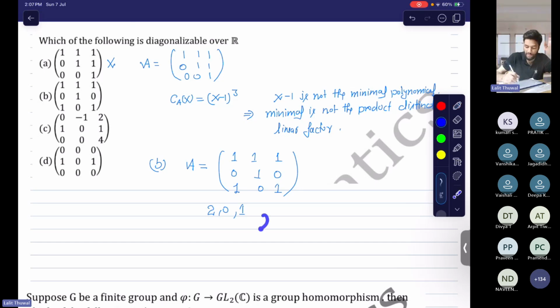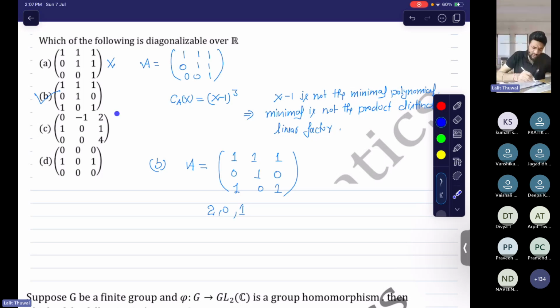So the minimal polynomial is x times (x minus 1) times (x minus 2), again a product of distinct linear factors. So this matrix will be diagonalizable. Okay, is it clear to everyone, right? So what about the next option?